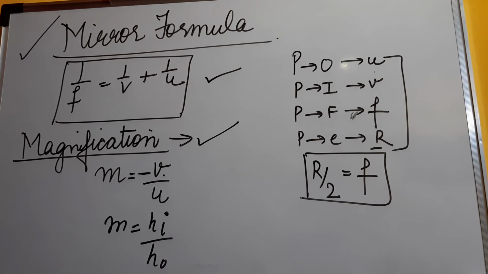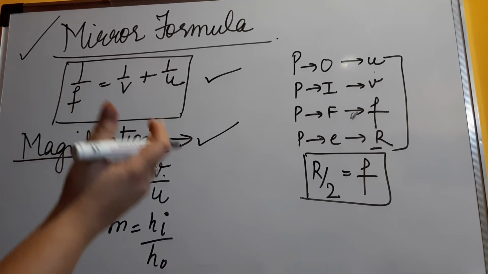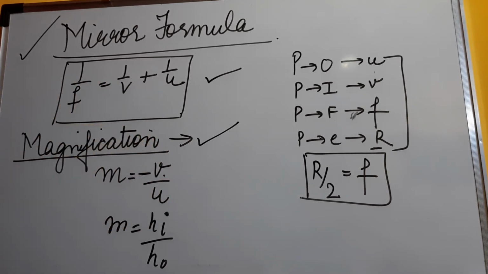Again, if you remember when we were doing sign conventions, I had told you that everything above the principal axis is positive and below the principal axis is negative. We were keeping the object and getting the image, so above and below. So height of image by height of object is another formula. So we have two formulas for magnification. These are the two formulas.